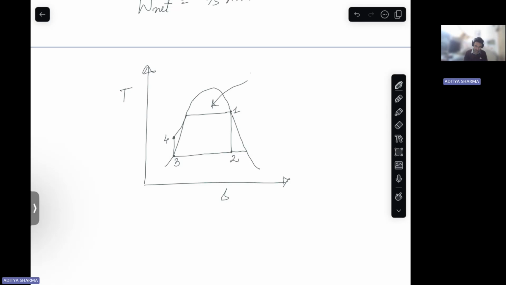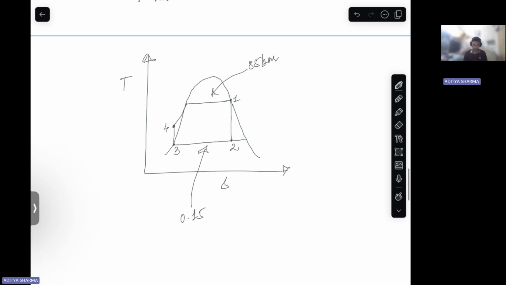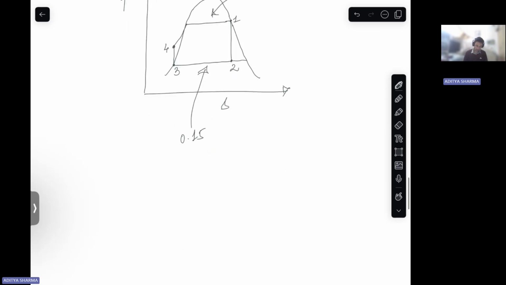Now this pressure has been given at 85 bar, and this has been given at 0.15 bar, right? So for your efficiency, if you see, efficiency is turbine work minus pump work over Q in, right? So this is your efficiency. But then to calculate these, you need enthalpies at 1, 2, 3, 4, right? Correct? And for Q in also, you need enthalpies at 1 and 4. So we need to know these enthalpies, right? Now, how can we do that?